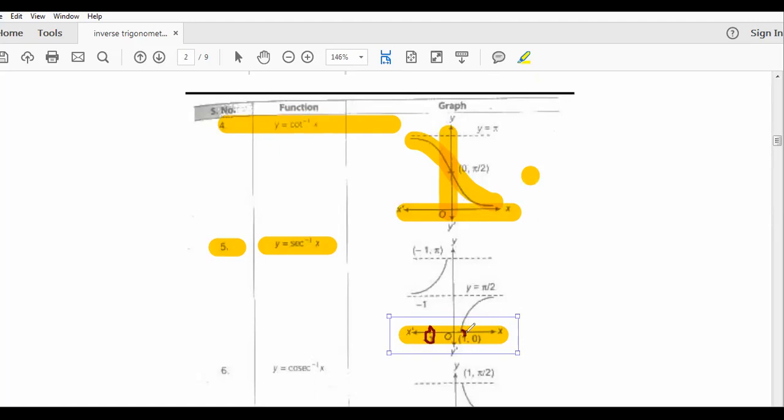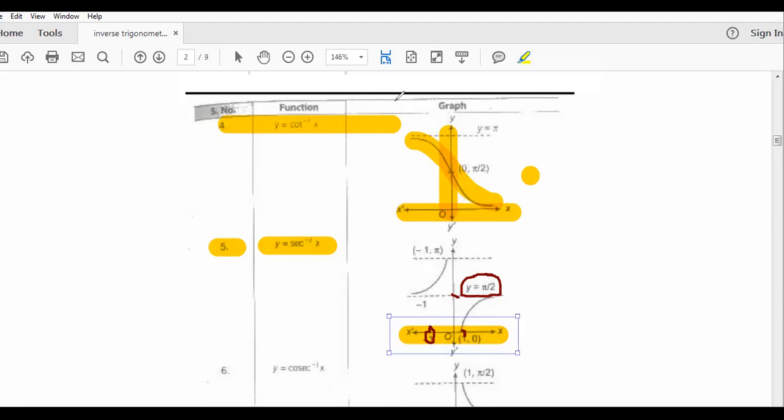At these points the function becomes undefined. So the domain of this function is all the real numbers except these two points. And in the range, we have to leave out the point pi by 2, because at this point again the function becomes undefined. Is it clear? So for the secant inverse x function, we have to leave out the points -1 and 1 in the domain, and y equal to pi by 2 in the range. All the points on the y-axis except this point pi by 2. So leave this point, because at this point the secant inverse x function becomes undefined.